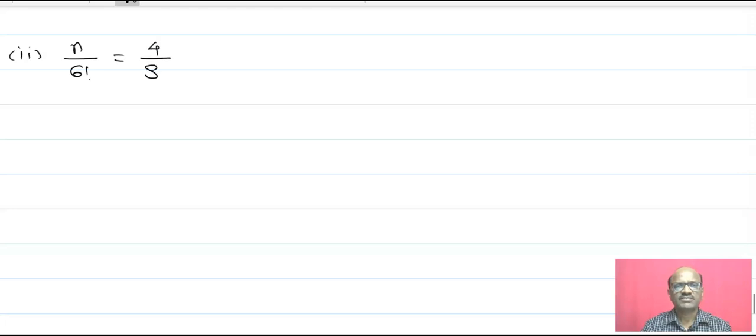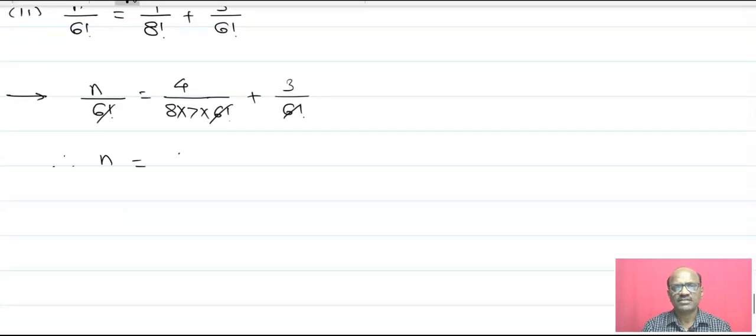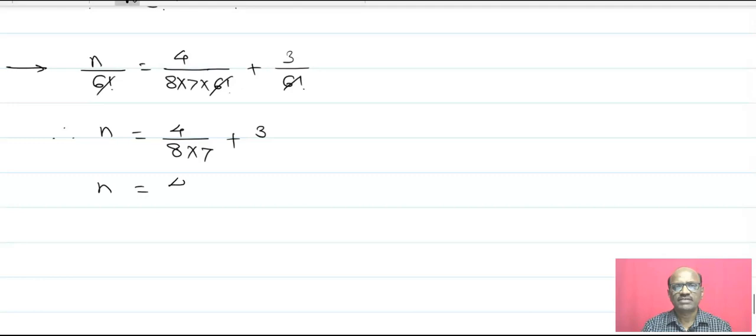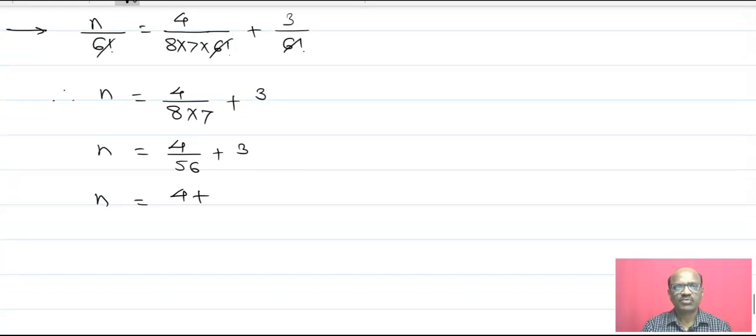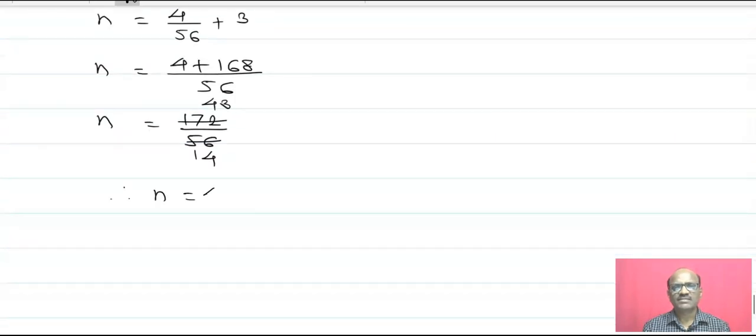Next is n upon 6 factorial is equal to 4 upon 8 factorial plus 3 upon 6 factorial. n upon 6 factorial is equal to 4 upon 8 into 7 into 6 factorial plus 3 upon 6 factorial, and that's why we can again cancel it. Therefore, n is equal to 4 upon 8 into 7 plus 3. Normal calculation is there. Therefore, it is written as 4 plus 168 upon 56, and that's why you will get 172 upon 56. Again, we can reduce it. That is 43 upon 14.